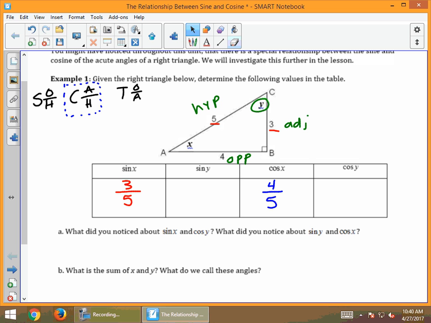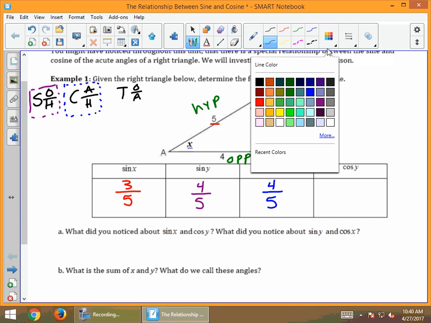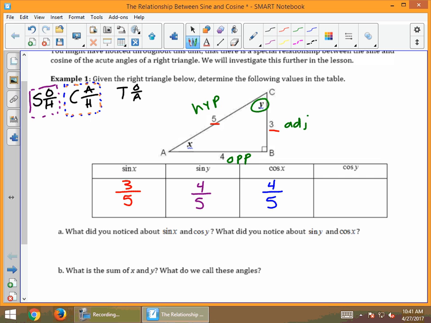Okay. So to find the sine of y, again, sine is opposite over hypotenuse. So our new opposite is 4, and our hypotenuse is still 5. To find the cosine of y, again, cosine is adjacent over hypotenuse. Well, our adjacent is 3, and our hypotenuse is still 5.